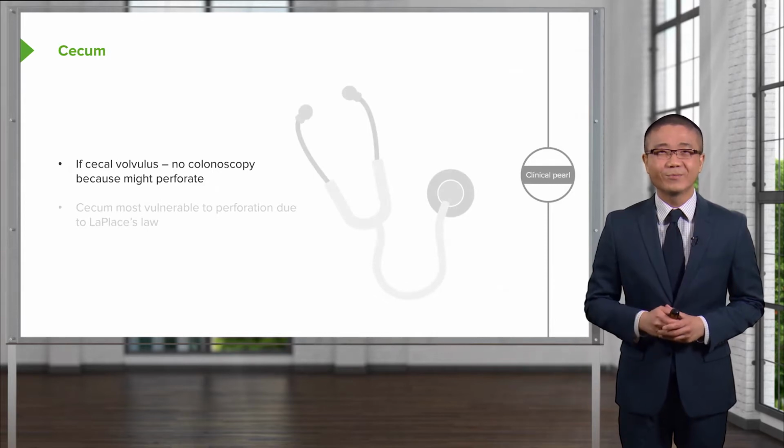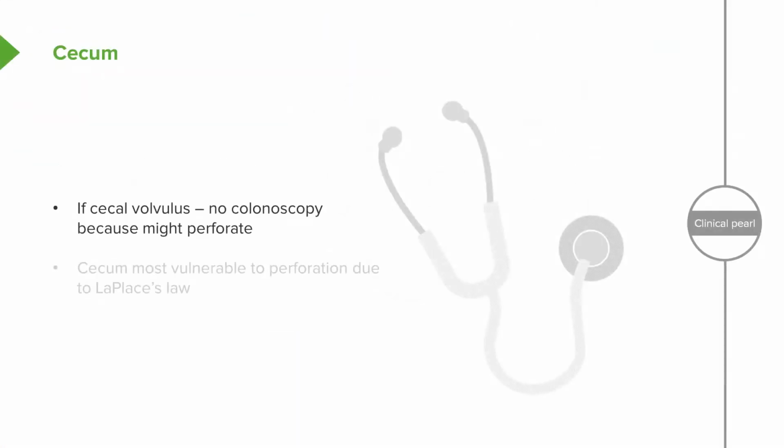Some important clinical pearls. If the patient develops cecal volvulus, it's usually ill-advised to do colonoscopic decompression because, as you remember, governed by Laplace's law, the cecum is most likely to perforate. The cecum is most likely to perforate because it's also the thinnest wall, and the tension on the wall is proportional to the radius.